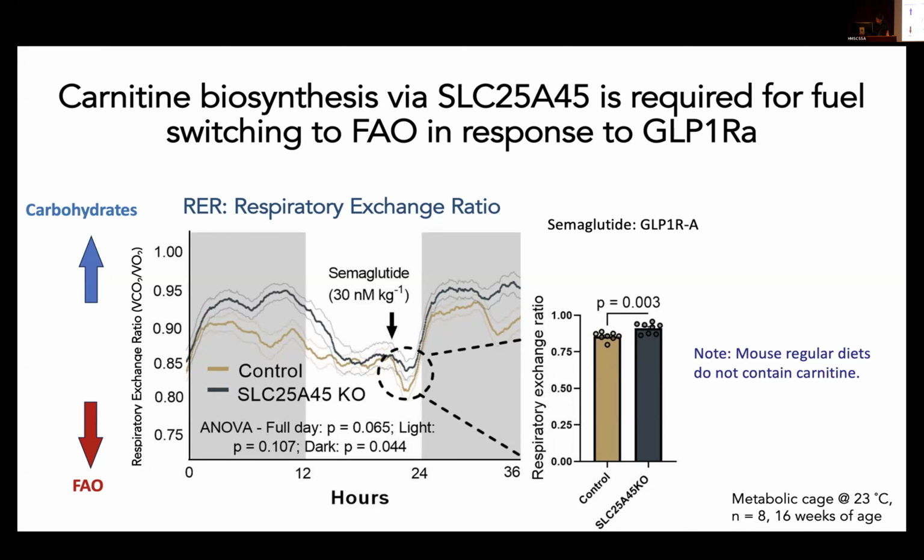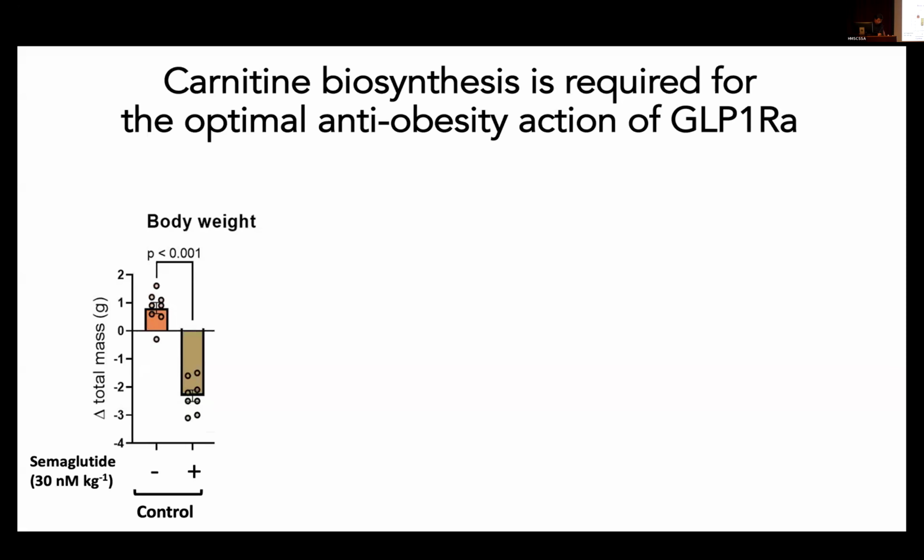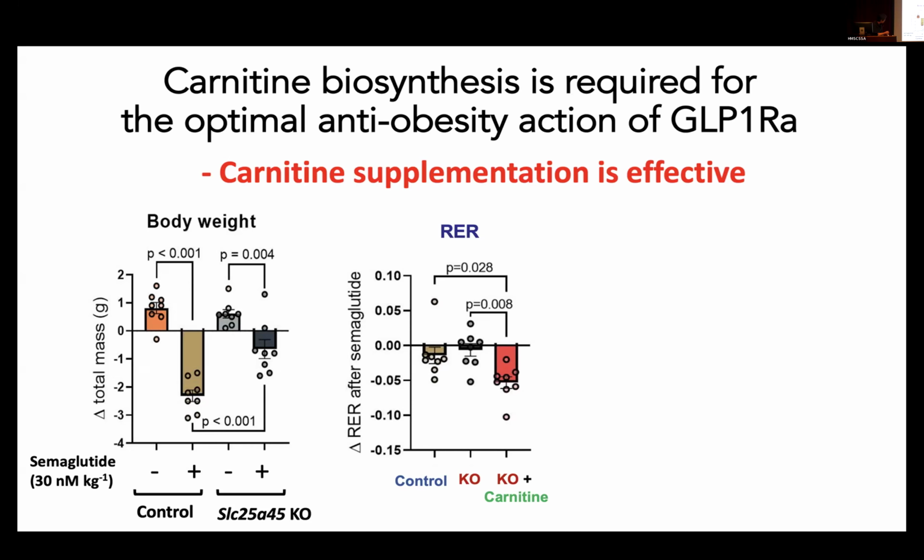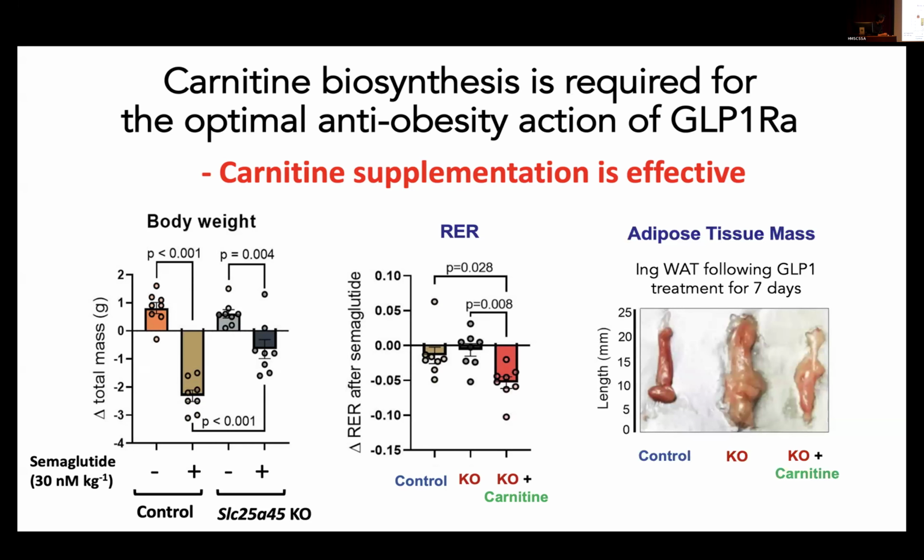Now, the key question is whether this pathway is required for the optimum anti-obesity action of GLP-1. To test this, we injected semaglutide, a GLP-1 receptor agonist, into wild type mouse. It caused a substantial weight loss up to 5 days of injection. But this anti-obesity effect is much, much less in the knockout mouse. When you give carnitine back as supplementation, you can restore this RER, and the adipose tissue starts to shrink. After 7 days of GLP-1, the adipose tissue morphology shows control lost fat. Knockout mouse did not really lose much fat, but if you add carnitine, then the knockout mouse starts to lose it.